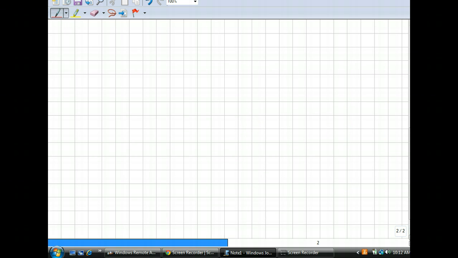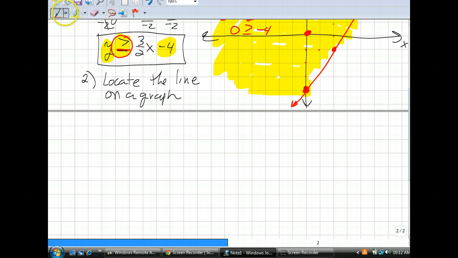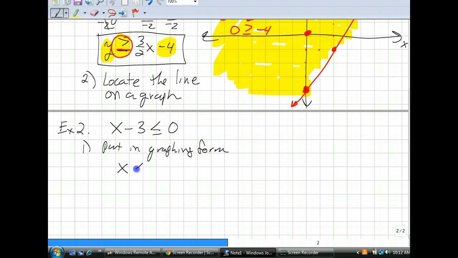So let's look at another linear inequality, example 2. In this case, I have x minus 3 is less than or equal to 0. So step number 1, put in graphing form. So x is less than or equal to 3, right? So step number 2 is locate the line on a graph.